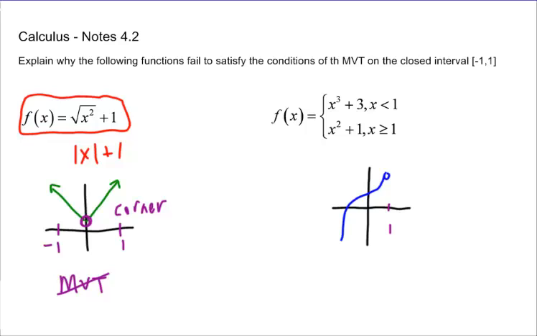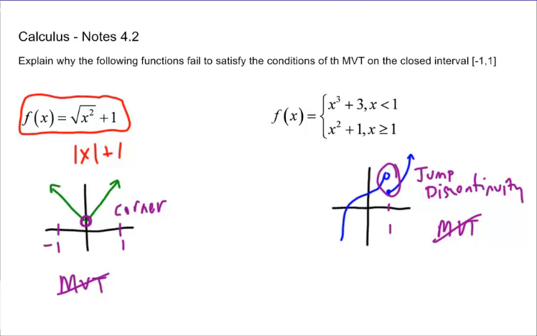And then x squared plus 1 is going to be the x squared but up a unit, and so it actually is going to end up looking like this if you put your x squared part on it. And so again, what happens? You've got a jump discontinuity, and because you have a jump discontinuity, the mean value theorem will not work. Why? Because we cannot take the derivative at the point that we're interested in. And since we can't take that derivative, we can't do the mean value theorem.